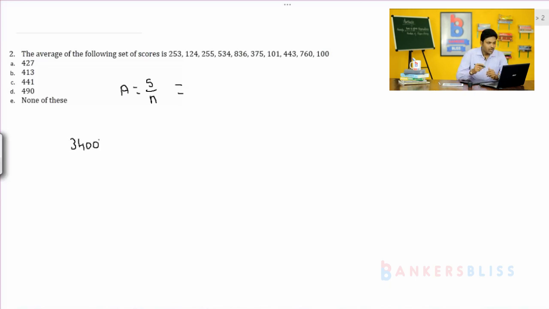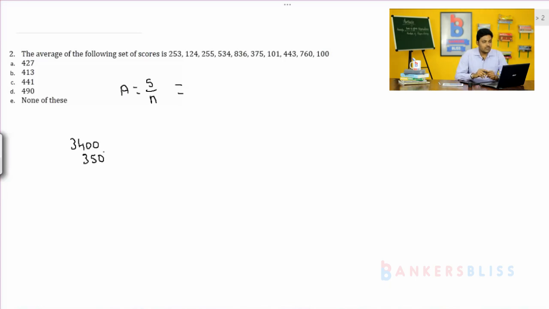Next, 53. In that 53 you consider only 50. Next, 24 you consider only 20. Next, 55 you consider only 50. Like that you do. 50 plus 20, 70, 70 plus 50, 120, 120 plus 30, 150, 150 plus 30, 180, 180 plus 70, 250, 250 plus 40, 290, 290 plus 60, 350. So 350.